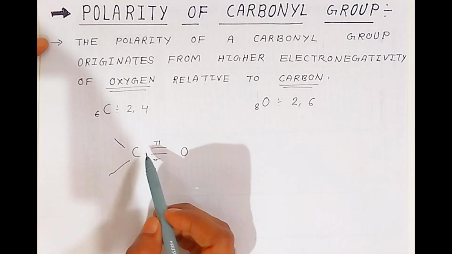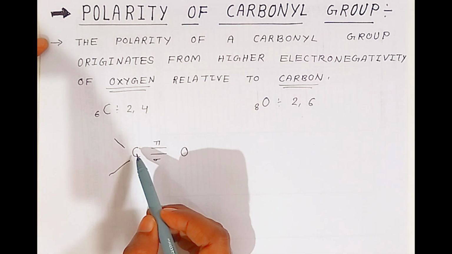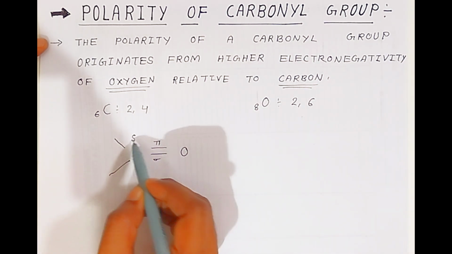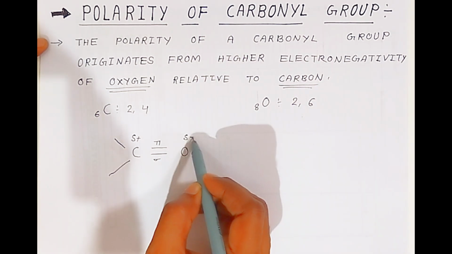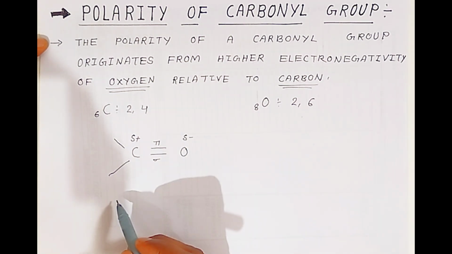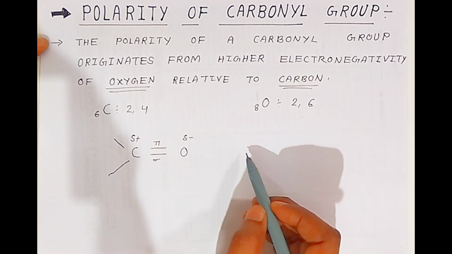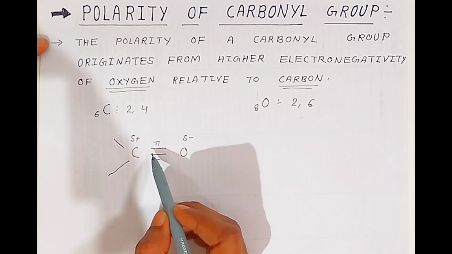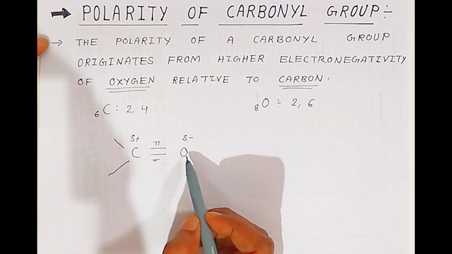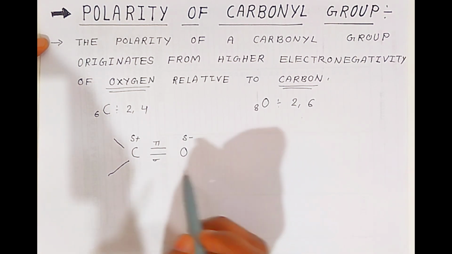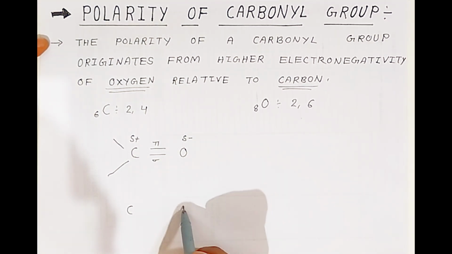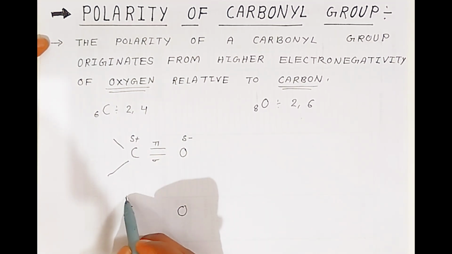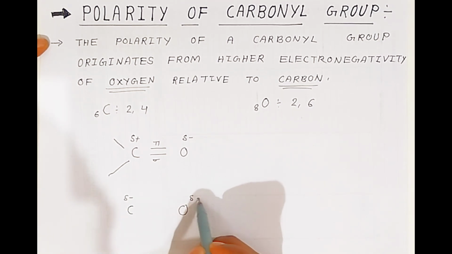Now students, this carbon of the carbonyl will have a partial positive charge and this oxygen of the carbonyl will have a partial negative charge. Why will it have partial positive and partial negative charge? When you see the structure, the electron cloud of carbon is shifted towards the oxygen. So you can see here, carbon and oxygen. This carbon will be partial positive and here will be partial negative.